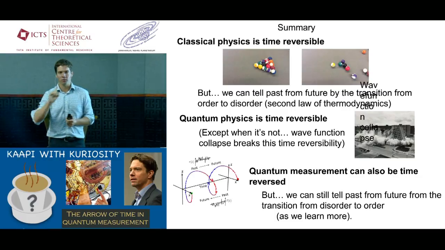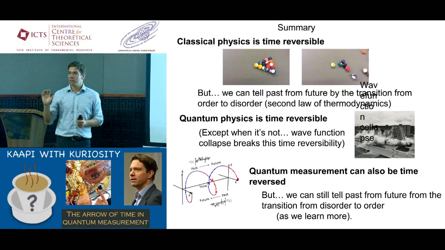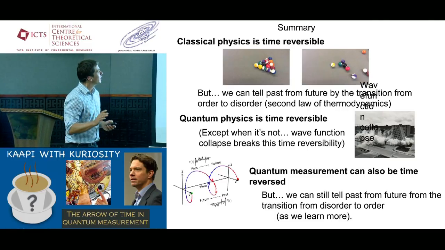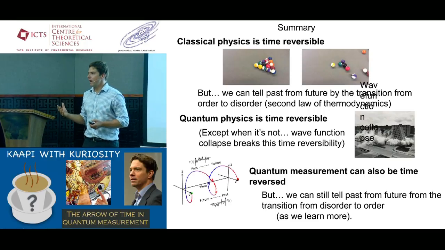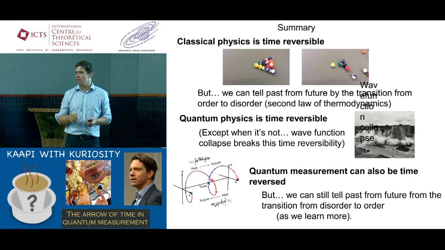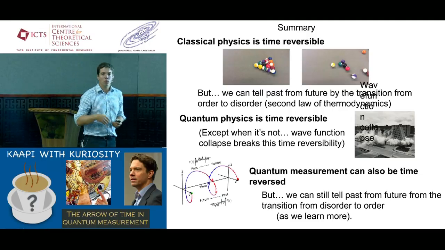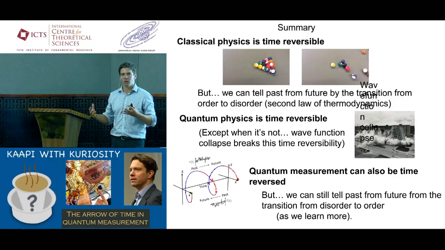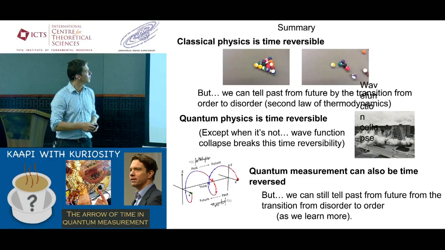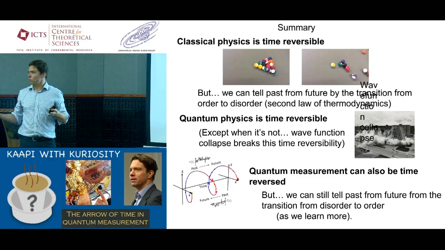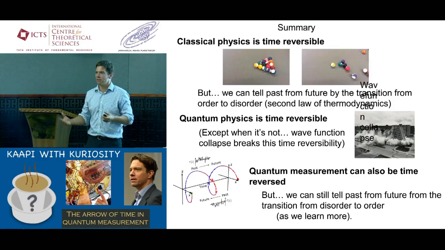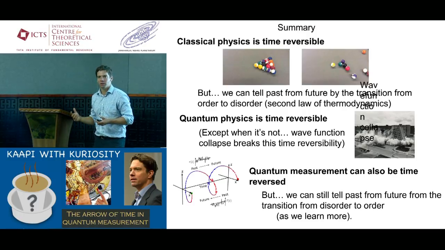Hold on, let me wrap up and then we'll do questions, if you don't mind. So we saw that classical physics is time reversible. But we can tell the past and the future as the system transitions from order to disorder. This is that second law of thermodynamics. I told you that quantum physics is time reversible. That is that the Schrodinger equation equally well runs forwards as it does backwards. Except when it's not. Except for in this wave function collapse situation. Wave function collapse fundamentally adds in a time asymmetry.